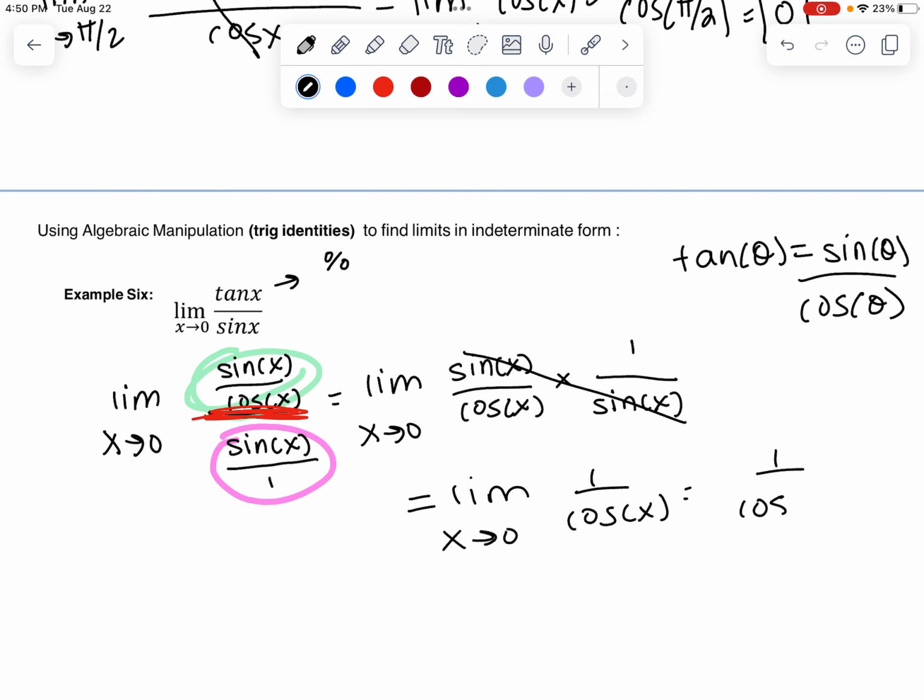1 over cosine of 0. Cosine of 0 is 1, so we have 1 over 1, which equals 1. And that is our answer.